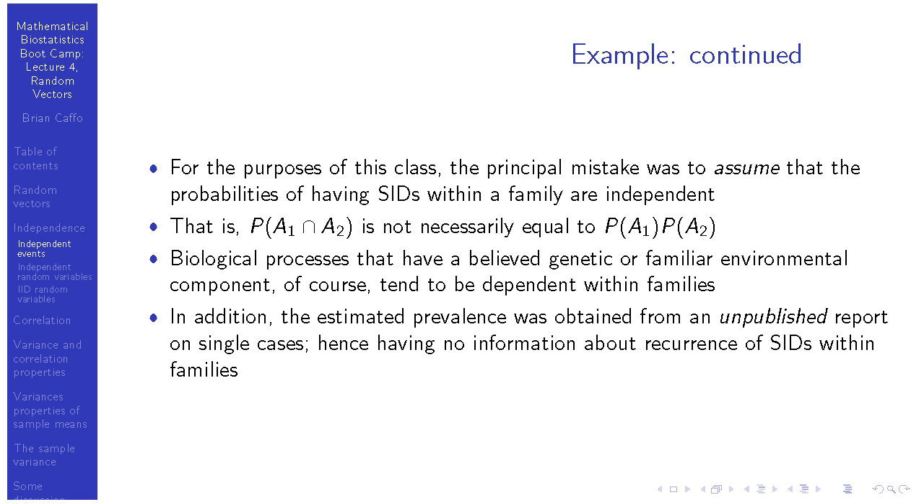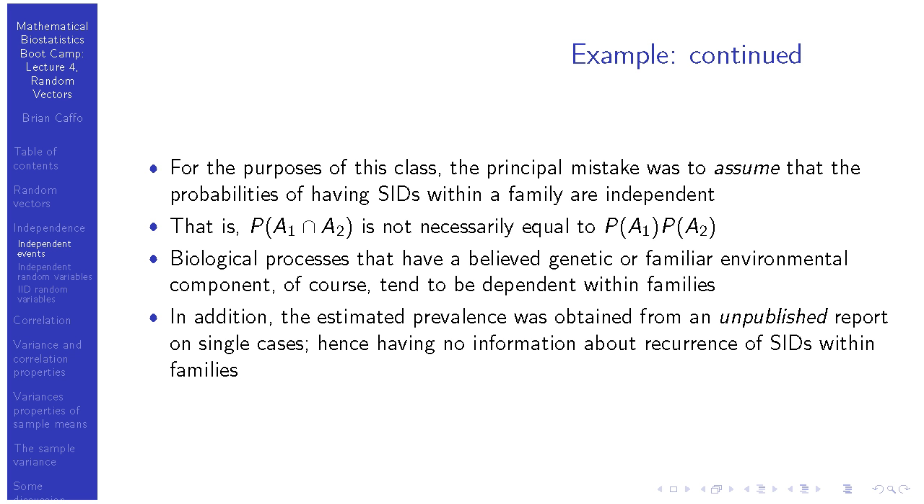Well, if A1 is the event that the first child died of SIDS and A2 is the event that the second child did, then the inherent assumption being made is that A1 is independent of A2, so that you can multiply the probability of A1 times the probability of A2. But this logic fails immediately. There's no reason to believe that the event of a second SIDS is independent of the event of a first SIDS. So in this case, and in many cases in biology, biological processes that have a genetic or familial component would tend to be dependent within families. So you couldn't multiply the marginal probabilities to obtain the intersection.